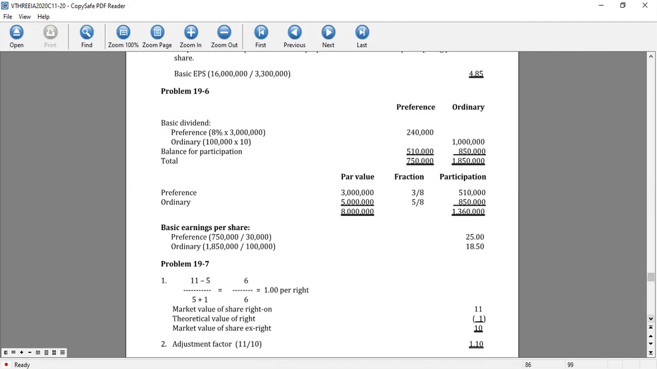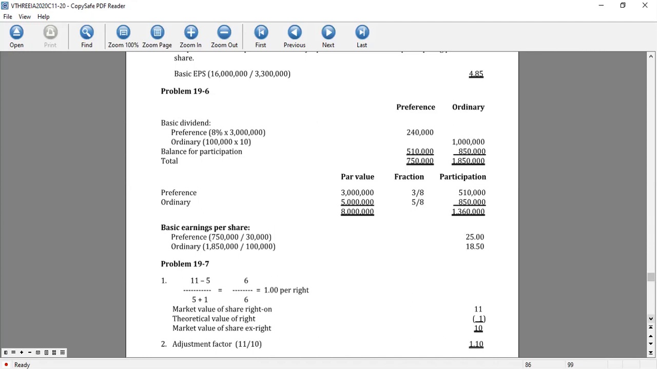And for ordinary, we have 1,850,000 divided by 100,000 shares. So we have 25, and the ordinary is 18.50. Now we understand that we mentioned about the earnings per share, that the earnings per share is the amount attributable to every ordinary share outstanding during the period. So earnings per share information pertains only to ordinary share.